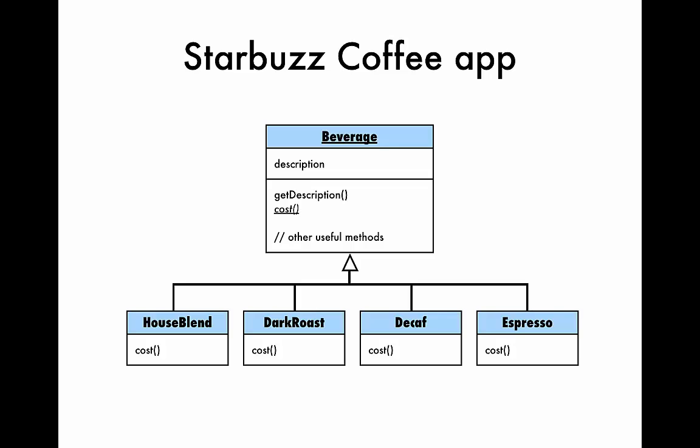When Starbuzz just started out, the application was simple. There were only 4 beverages: house blend, dark roast, decaf, and espresso. Each beverage had its own description, and each beverage had its own cost.